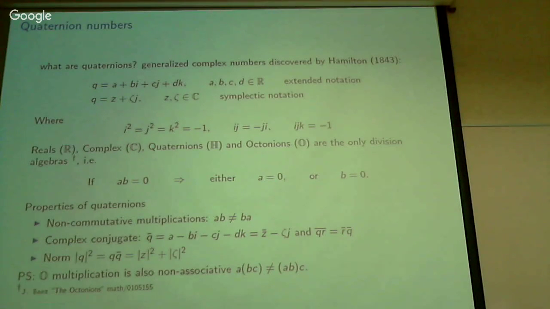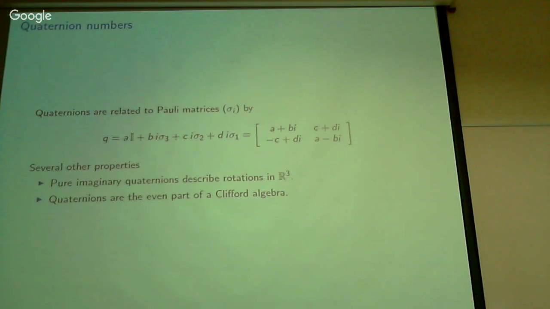This is about octonions, but it has much material about quaternions. Quaternions may be written in a matrix form, which is this, and these are the Pauli matrices of quantum mechanics. So if you write this, you obtain a matrix form of quaternions. Some facts also: quaternions are used, for example, in programming for rotations.